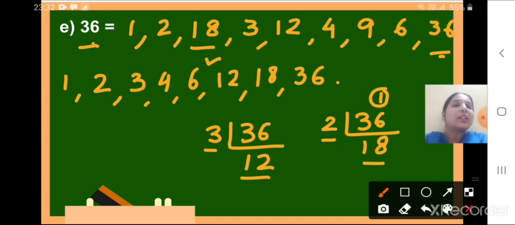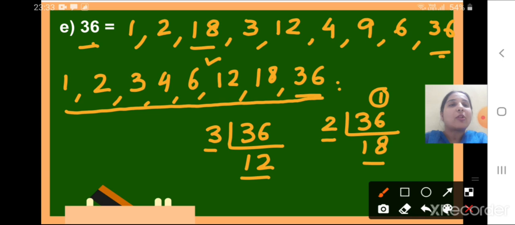Why will we stop after that? Because children, we will not get 36 in the multiplication table of 37 or 38 and so on, because they are larger. So we stop there, because the largest factor of a number is that number itself. So what are the factors of number 36 here? 1, 2, 3, 4, 6, 12, 18 and 9 also, that I forgot to write here, 9 as well. So what are the factors? 1, 2, 3, 4, 6, 9, 12, 18 and 36.